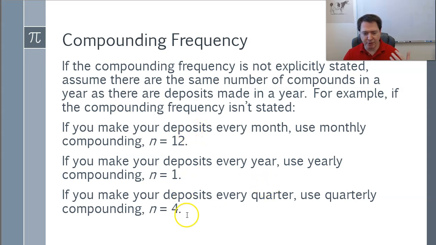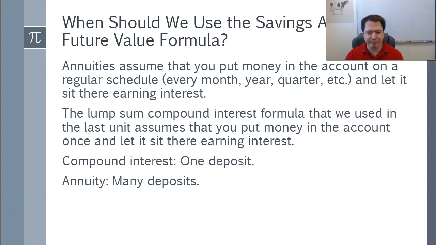Just to reiterate, if we're making deposits every month, we're going to use monthly compounding, and that N is going to be 12. If we only make a deposit once a year, we're going to assume that the compounding was annual, and we'll use an N of 1. If it's quarterly, we'll use 4, because there are 4 quarters in a year. Just make that assumption and do your calculations with that.